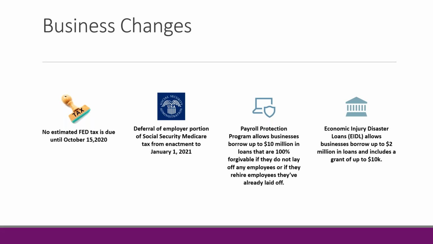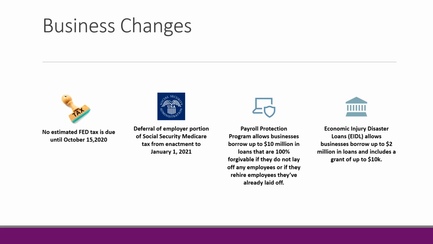Some business changes. So no estimated federal tax is due until October 15th, 2020. And just quickly, I'm not going to go into great detail here because things have been changing daily and even weekly. I'm just going to go over the highlights as of today as we know them. Deferral of the employer portion of Social Security and Medicare tax from enactment to January 1st, 2021. And I want to highlight here, it is a deferral, so they will be owed later. Check the IRS website if you want to get more details or talk to your CPA or tax advisor.